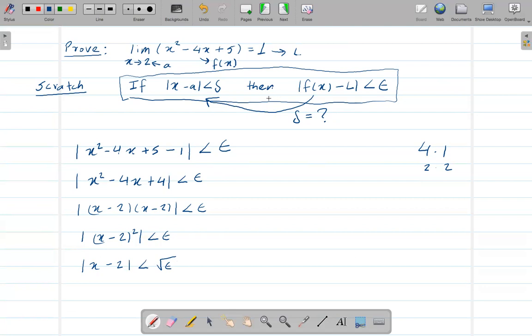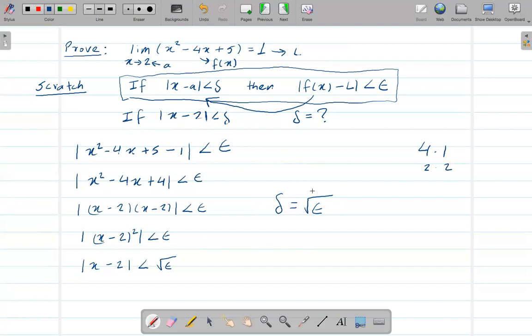Now, basically we are getting from this point to this point, and here we have if |x - 2| is less than delta, right? So when you compare this, on the left-hand side we have |x - 2|, we have less than. So that means in this case our delta is going to be the square root of epsilon. Right, delta is square root of epsilon. So that's what the scratch work is for. It's getting this.